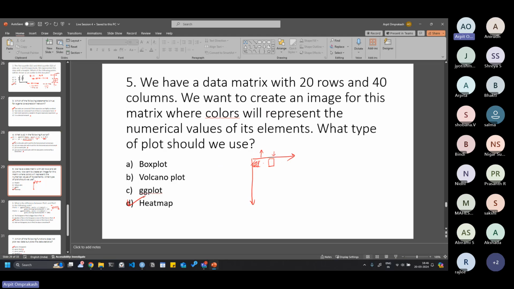Or you get questions like this where you have a data set of this type, or you have some data in this form. How do you visualize this, or what plot will you use? Right. So, for example, in this case, we have a data matrix of 20 rows and 40 columns. We want to create an image where colors represent numeric values. What type of plot do we want? We want a heat map, right?